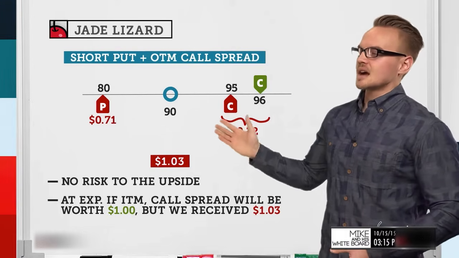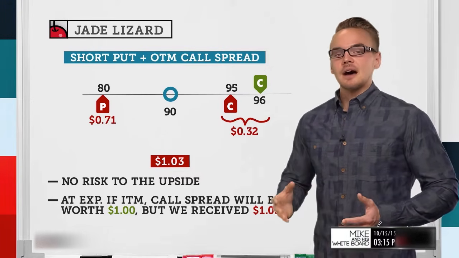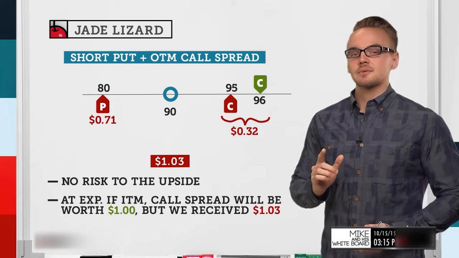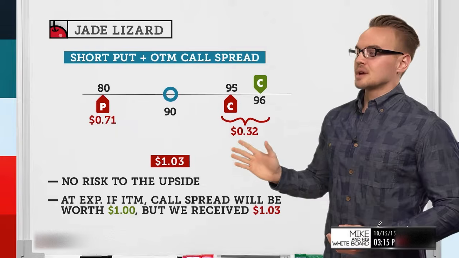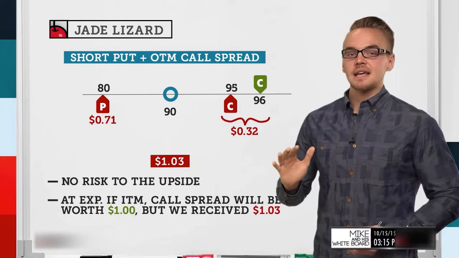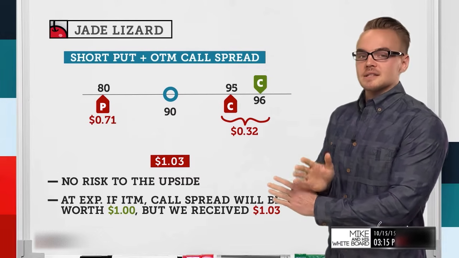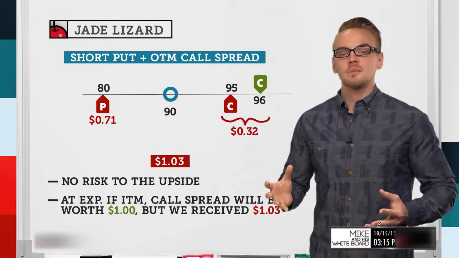So let's say the stock goes to 75. Now I would be put the stock at 80. However, I received $1.03 in credit. So my break-even point would be 78.97. So we basically take that 80 strike, subtract our $1.03 from that, and that gives us our break-even point.